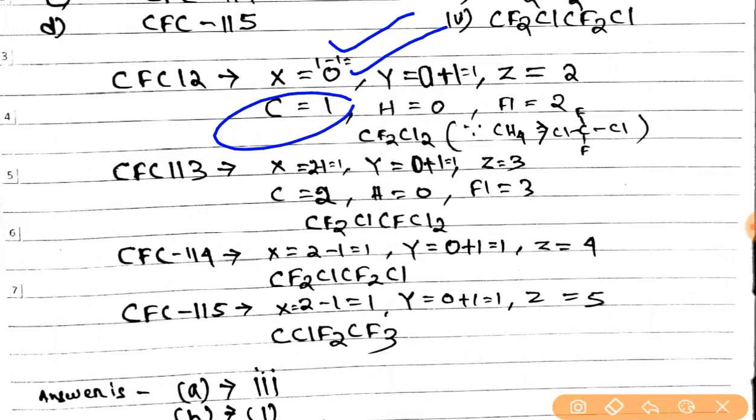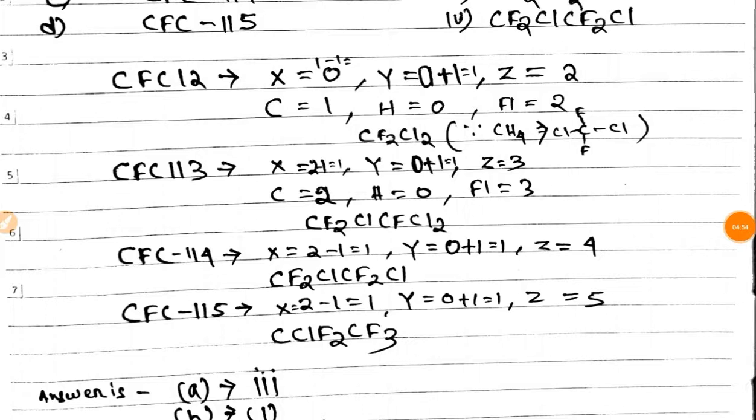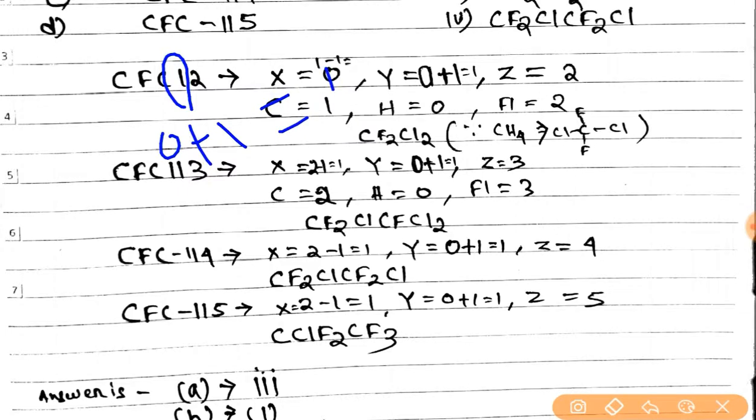Then the Y value is the hydrogen value, which is 0. That's why 1 is written over here, because 0 plus 1 is equal to 1. So the hydrogen number is 0, and Z is the fluorine atoms, which is equal to 2. So the formula will appear here as CF2Cl2.